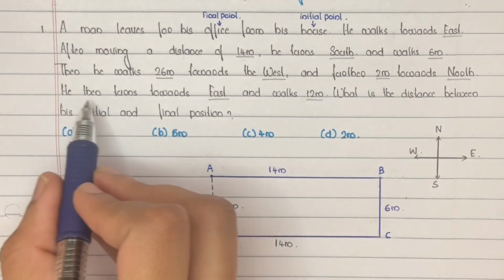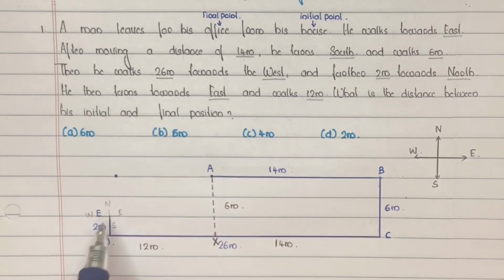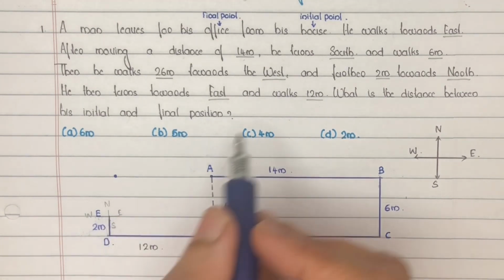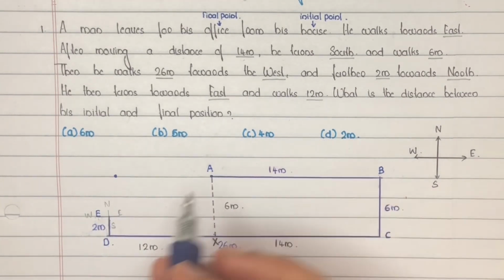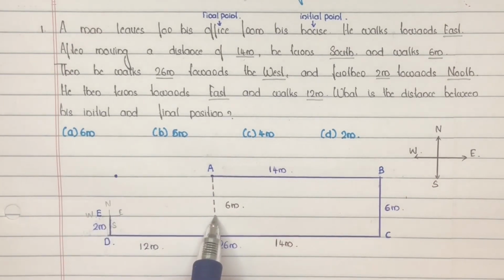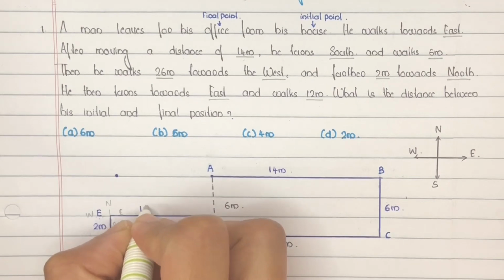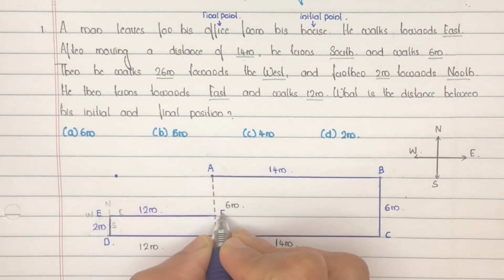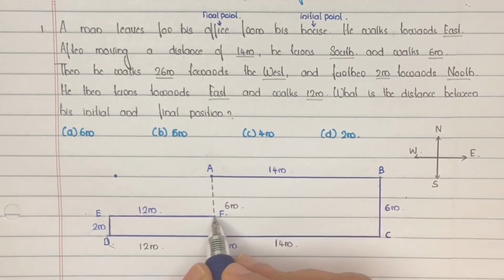Next, he turns towards east, the right side. So from E, he turns towards east, towards the right side, and walks 12 meters. 12 meters means up to here, right? This is 12 meters, so up to here. Mark this point as F. Okay, that is the last step. This is point F, so his office is at point F, right?